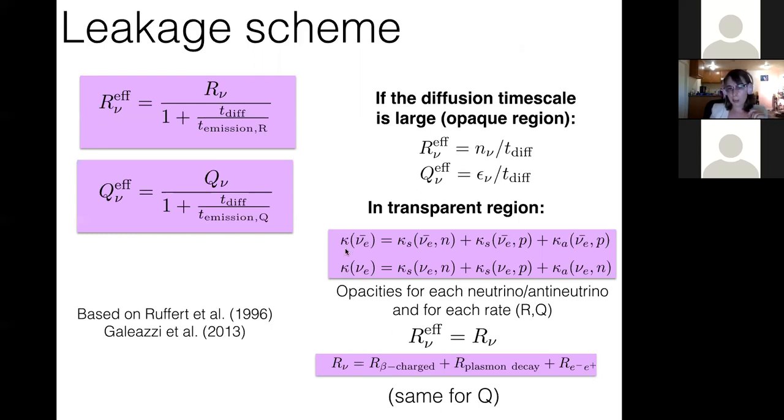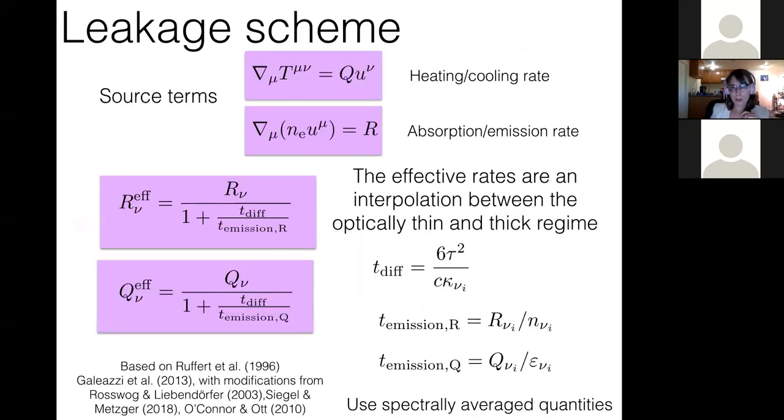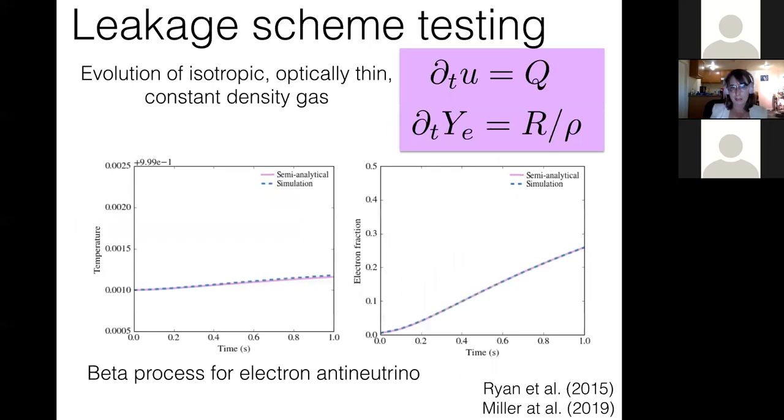And again, the opacities that we're going to use are the scattering with free nucleons and the absorption opacities. So in the very end, what we're going to alter is the right-hand side of the equations, and that's going to help us get the more realistic electron fraction.